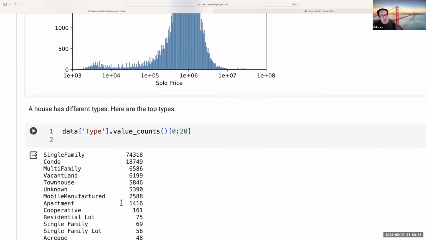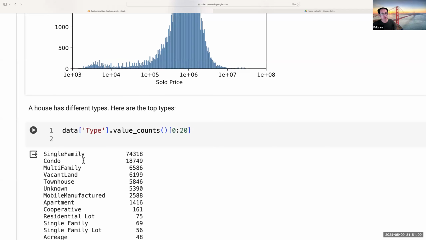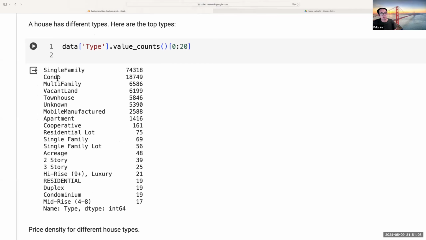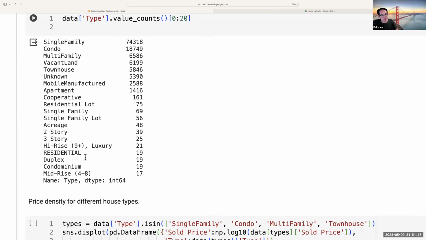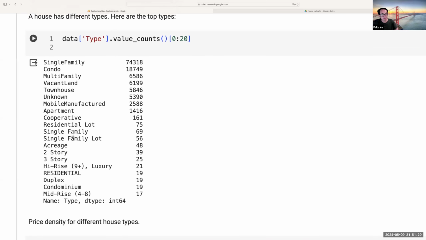And also we know houses have different types. For example, if we check the type here and look at the top 20 types that we have, you can see most of them are single family. There are several condos, several multi-families, vacant land, townhouses, and so on. And among the many others, you can see we have a single family with a trailing space there, an apartment, and some single family lot. There are a lot of outliers of these types.